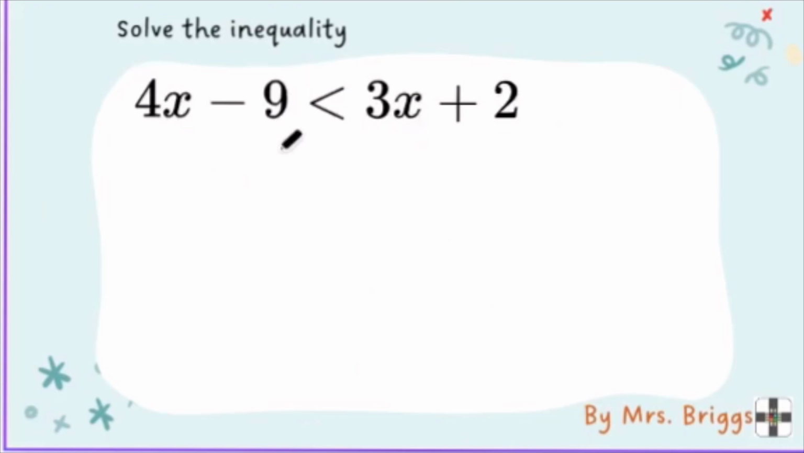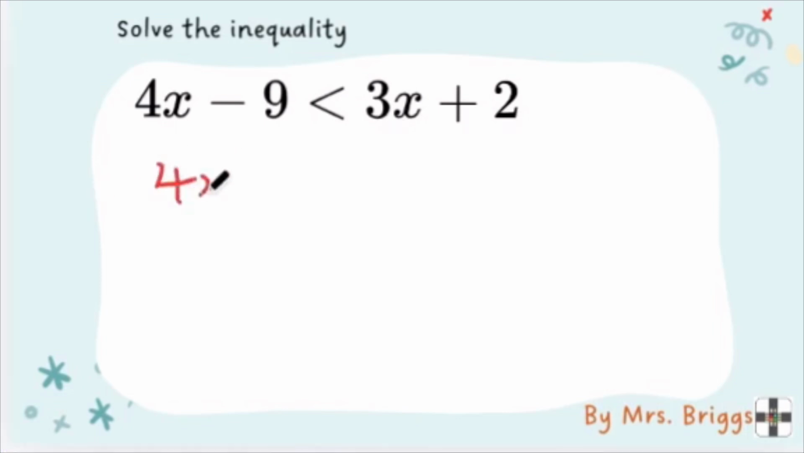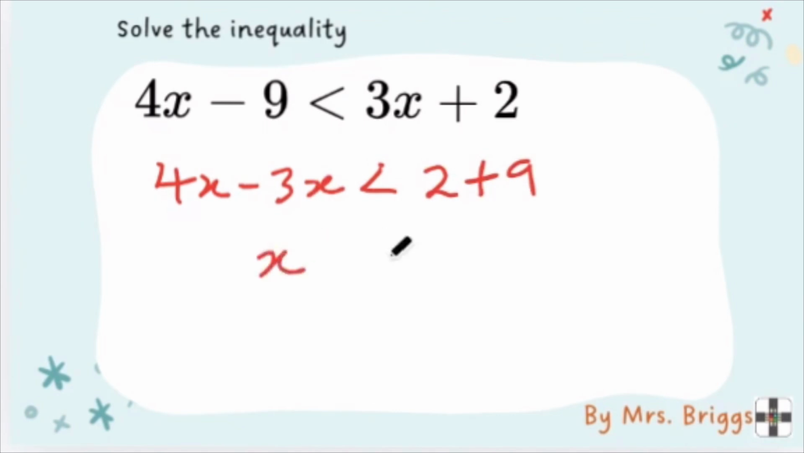Here we've got x on both sides. 4x minus 9 is less than 3x plus 2. I'm going to collect all the x terms to the left-hand side and all the number terms to the right-hand side. So 4x minus 3x would be less than 2 plus 9. 4 minus 3 is 1, so 1x, which we just write as x, would be less than 11.